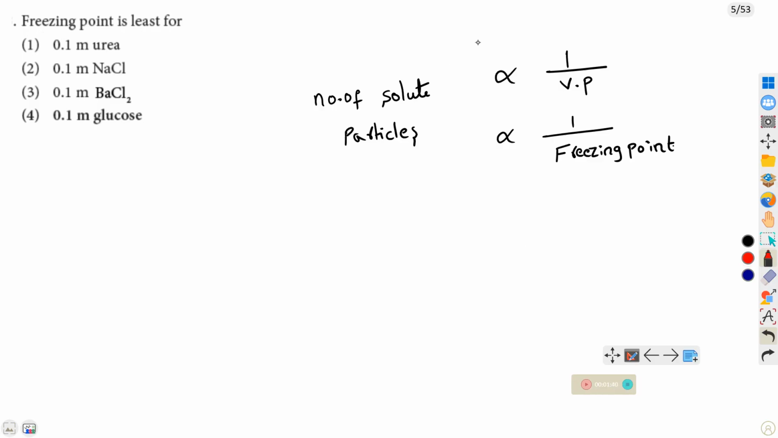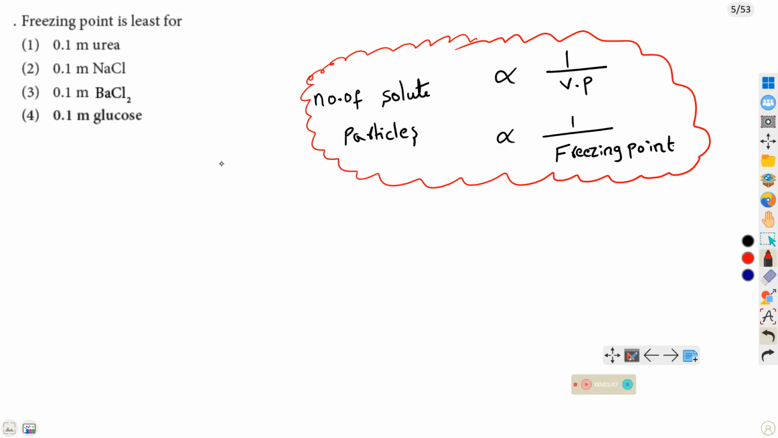Freezing point is least for which one? What is the relation? If number of solute particles increases, then freezing point value decreases. Vapor pressure and freezing point are inversely proportional to number of solute particles, and remaining all properties are directly proportional to number of solute particles. First option, urea, is given as NH2CONH2. The van't Hoff factor value is equal to i equals 1.